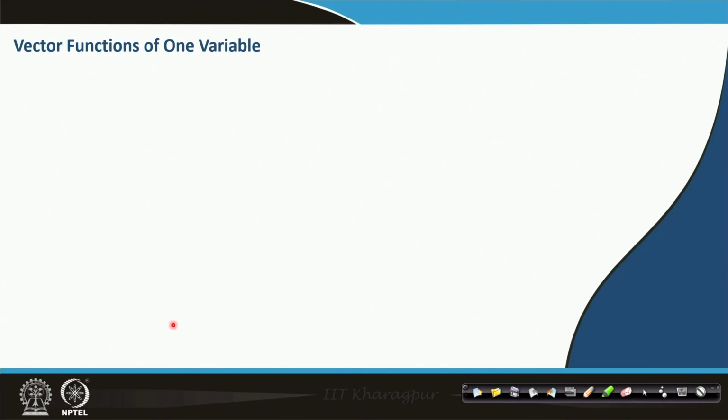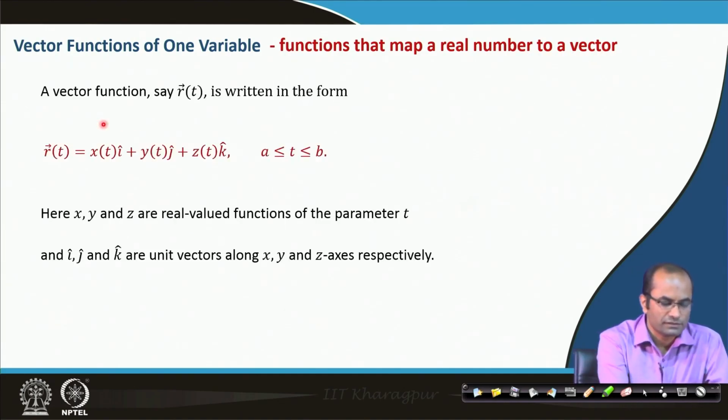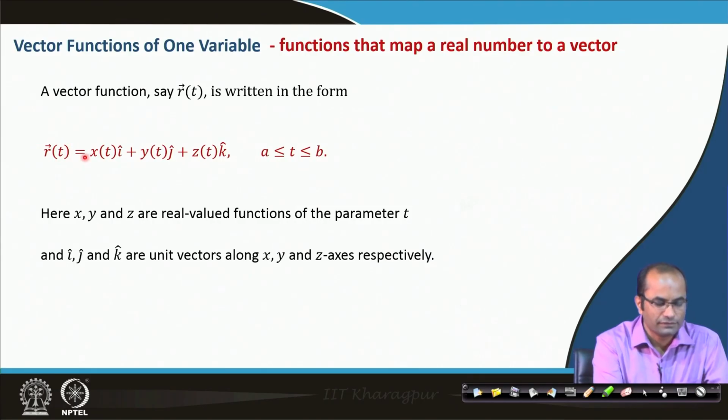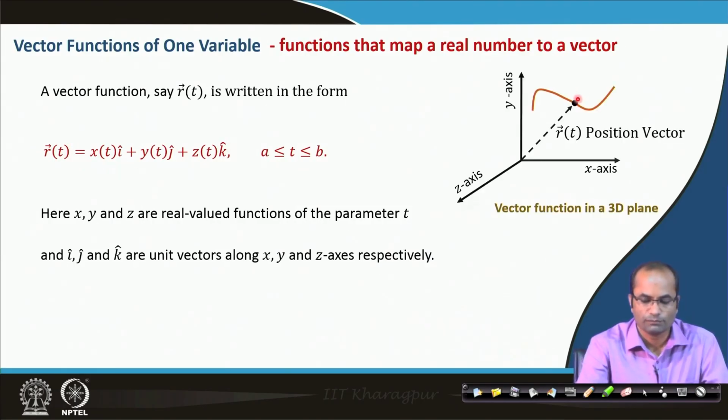So, what are these vector functions of one variable? These are the functions that map a real number to a vector. We can define such functions by this vector r, given by component x, component y and component z, and this t will vary from a to b. For a given value of t, this r vector will define the position vector of a point, and as we vary t, there will be another point and so on, and the collection of these points will form a curve in space.